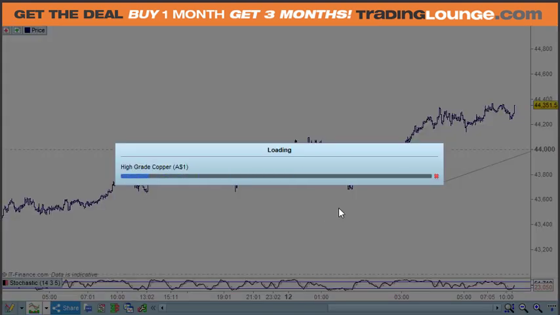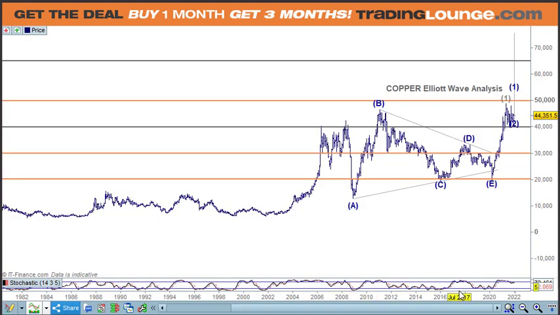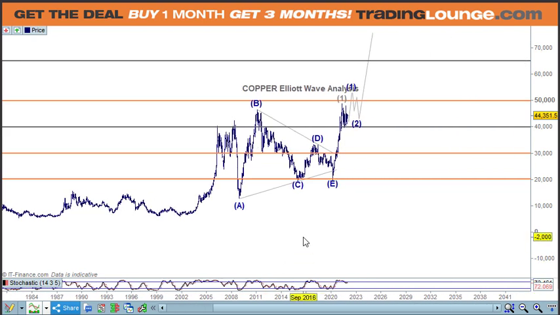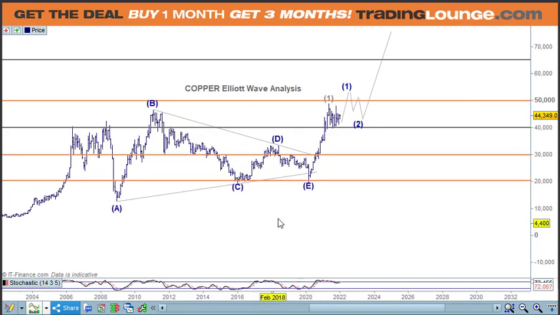Let's just go back in here. It's pretty exciting, really, because LME copper will be the same as well. We've got this large triangle pattern here, and this is very common in emerging markets and the resource sector and so on. Crude oil's the same. We looked at that. So I can count 5 waves up here.